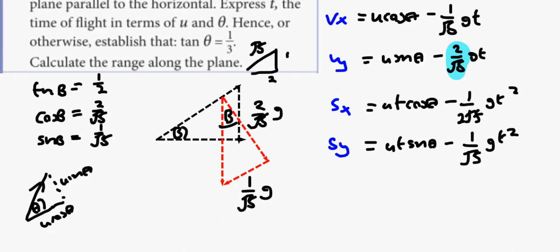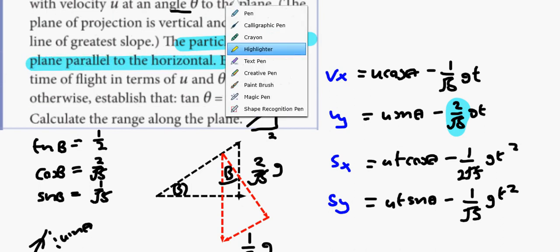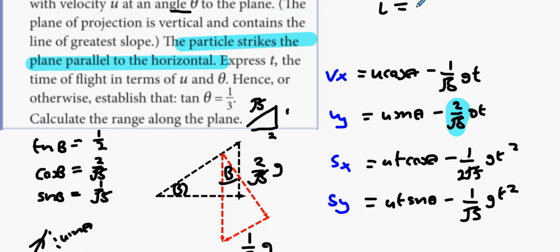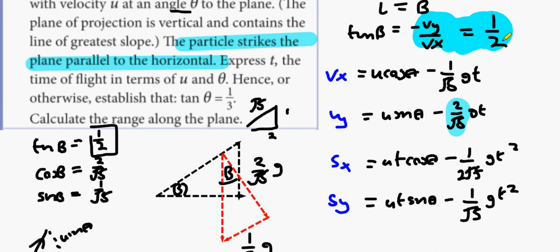Alright, special language in the question. Special language is the projectile strikes the plane parallel to the horizontal. So what does that mean? Lambda angle equals beta, which means tan beta has to equal minus Vy over Vx. But we know what tan beta is. Tan beta is a half. So that in turn will equal a half. So we have exactly what we need to get this question done. Get the time of flight, insert the time of flight into Vx and Vy, and then sub them into that blue equation. You should be good to go.